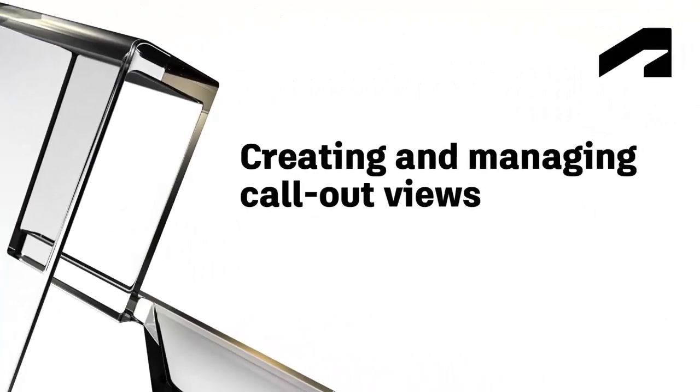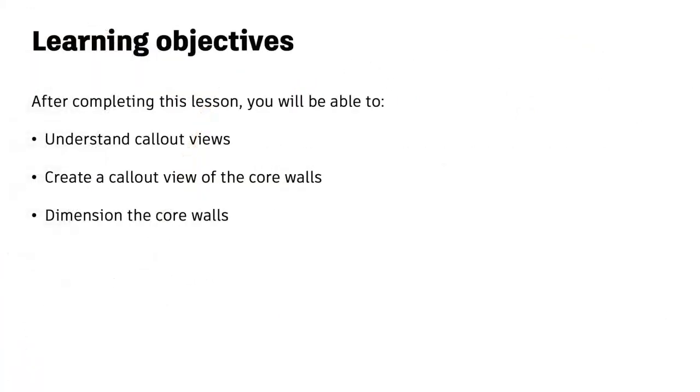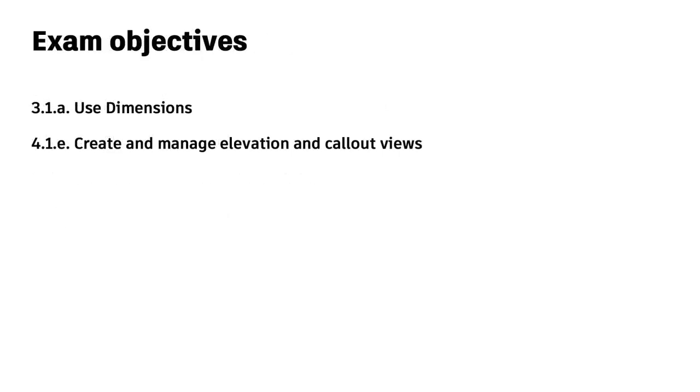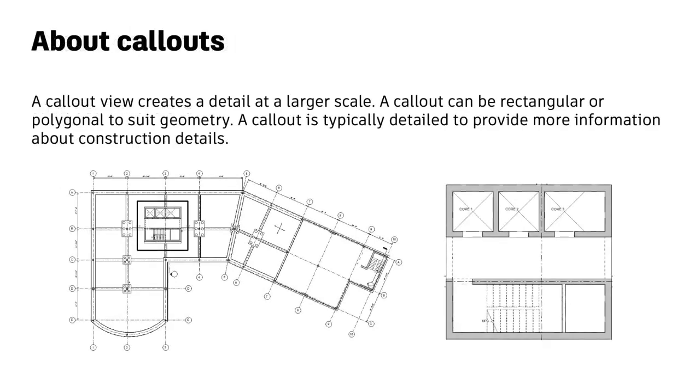After completing this lesson, you'll be able to understand called out views, create a called out view of the core walls, and dimension the core walls. The objective domains covered are 3.1a, use dimensions, and 4.1e, create and manage elevation and called out views. A called out creates a detail at a larger scale. A called out can be rectangular or polygonal to suit your geometry. A callout typically will then contain additional 2D detailing to provide more information about construction details.